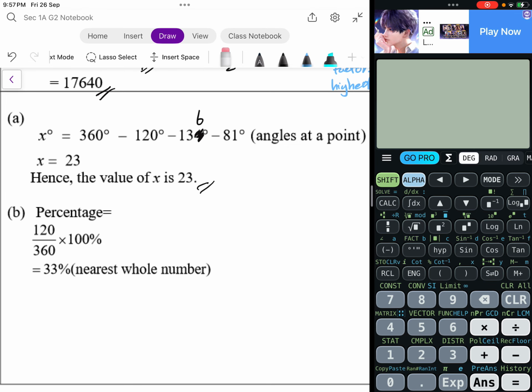Then they ask you, given the percentage of people whose favorite drink is fruit juice, so 120 over 360 times 100%, to the nearest whole number. Technically it's 1/3, so it's 33%.